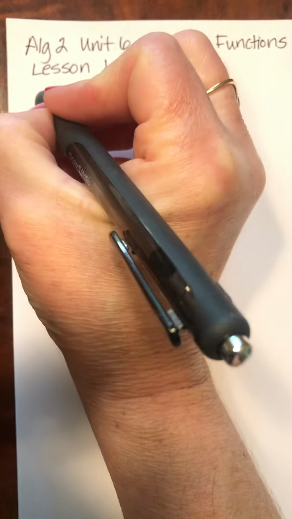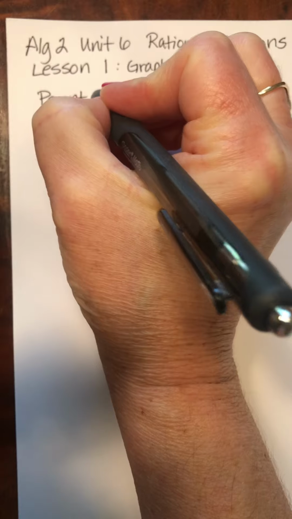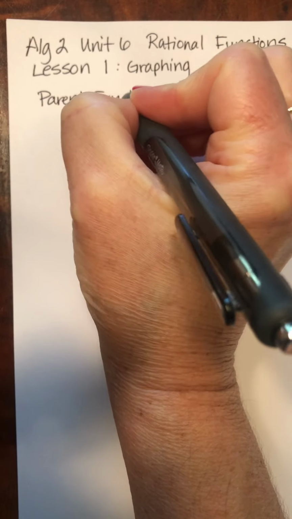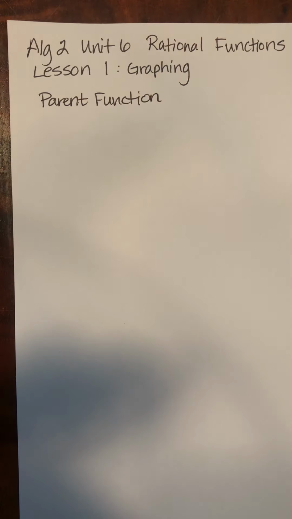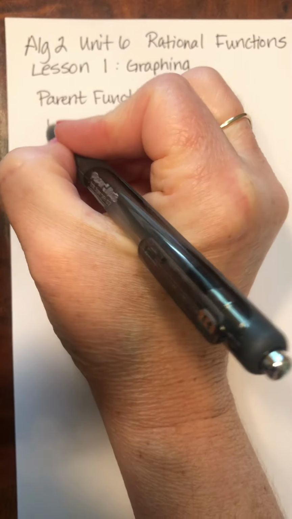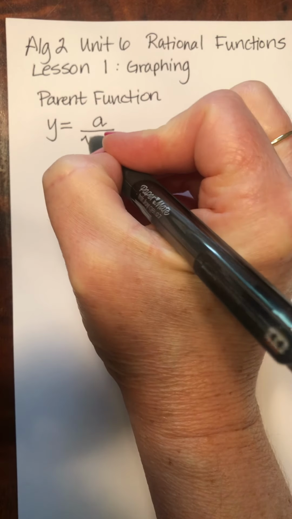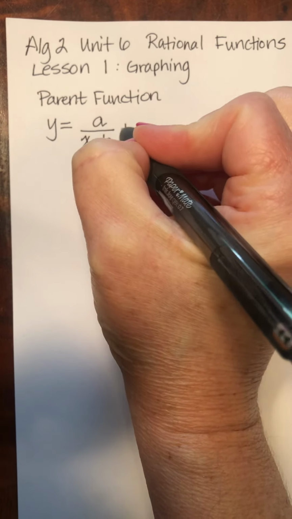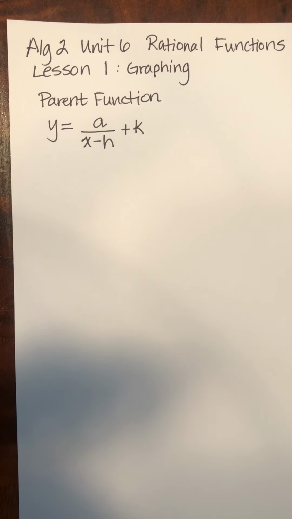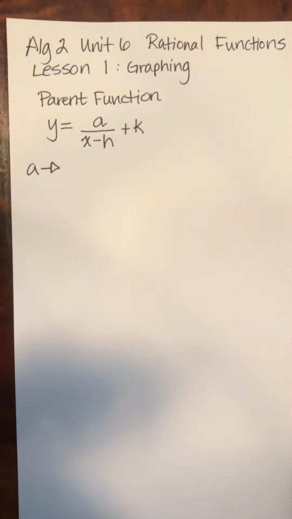The first thing that I want you to see is what the parent function looks like. And so the equation for a parent function, the rational parent function, is going to be this. Y equals a over x minus h plus k. Now we have worked with a, h, and k before, so I'm going to show you what each variable represents.